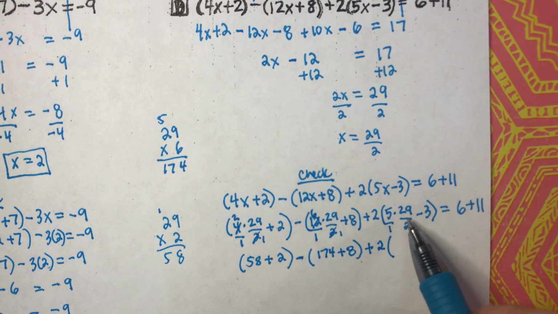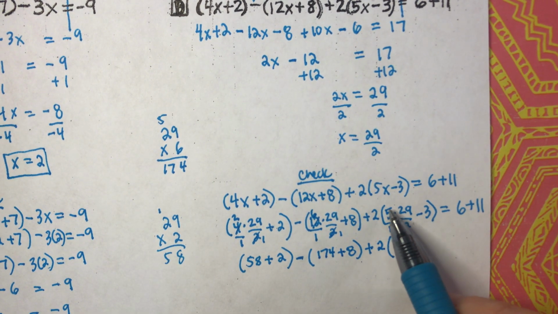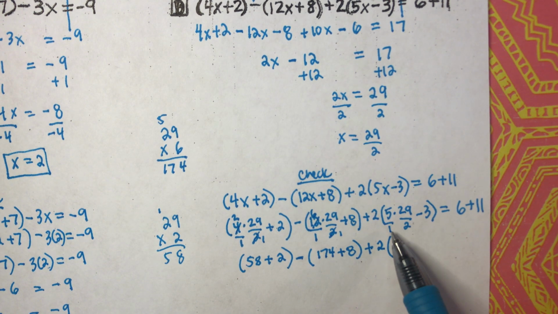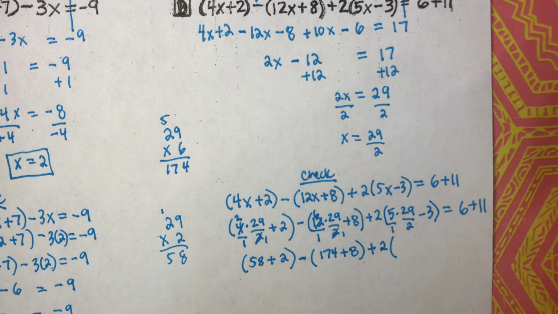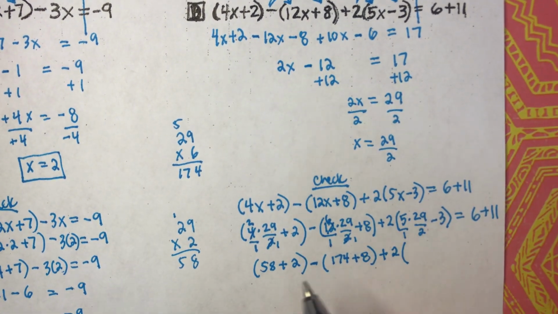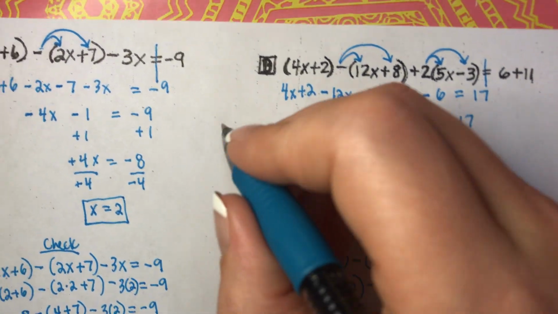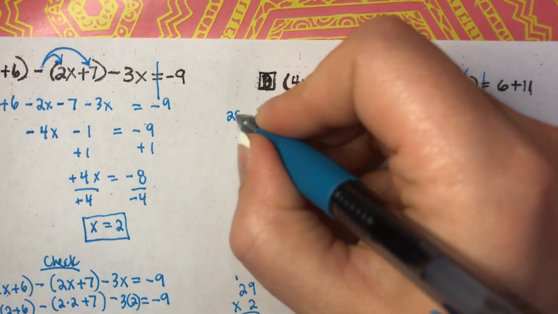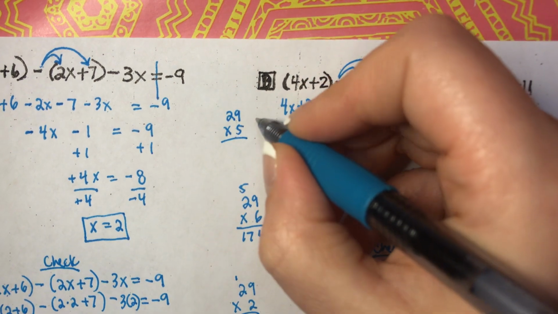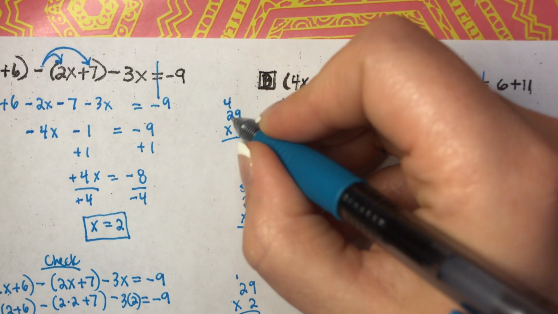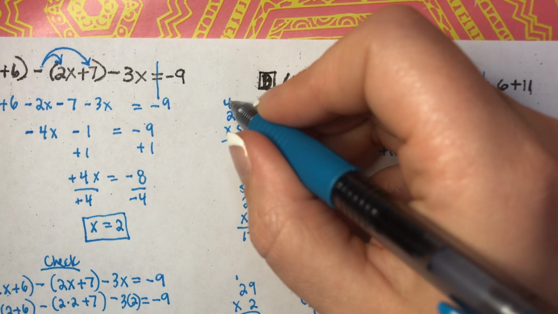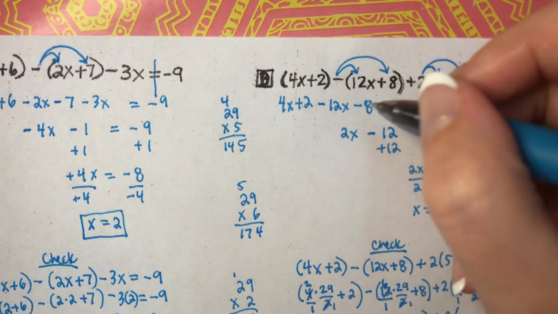And inside this parenthesis, we have multiplication and subtraction, so we have to do the multiplication first. We look to cross cancel, and it doesn't look like there's anything we can cross cancel. So we're just going to have to multiply across. So we're going to have to go 29 times 5. 5 times 9 is 45. Write the 5, carry the 4. 5 times 2 is 10. Plus 4 is 14. So 145.